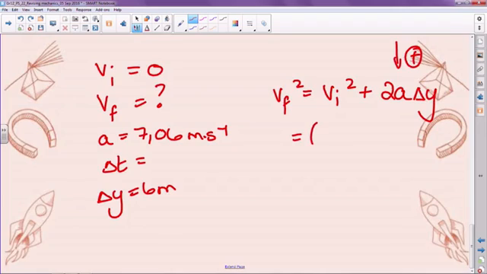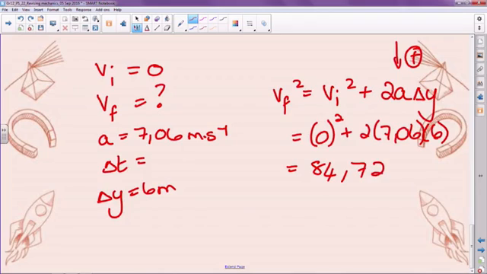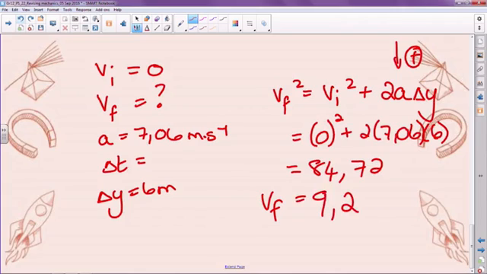VF is what I'm looking for, so that's 0 plus 2 times 7,06 times 6 as well. And we get 84,72, which then you square root. So let's take that out. 84,72, which we square root, and we get 9,2 meters per second. Great. Now the next question really is so simple.